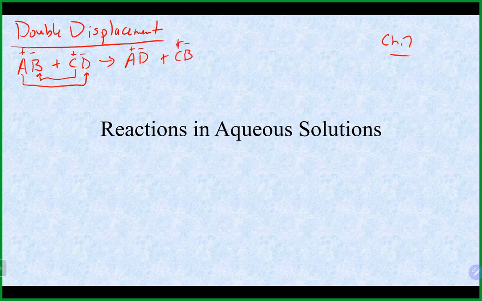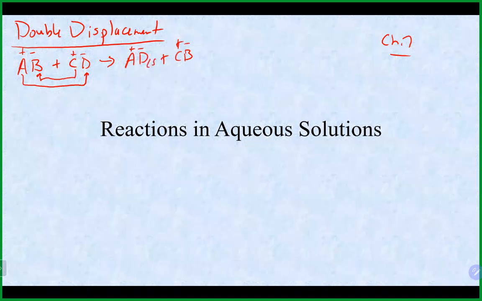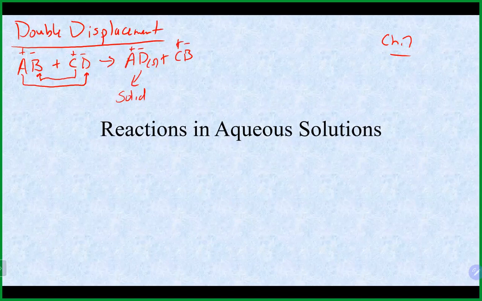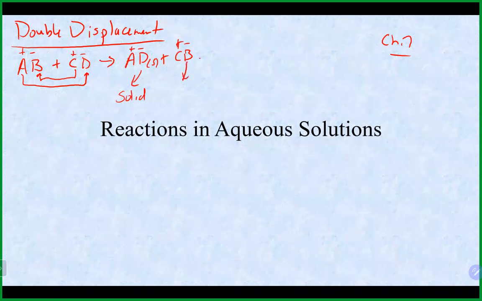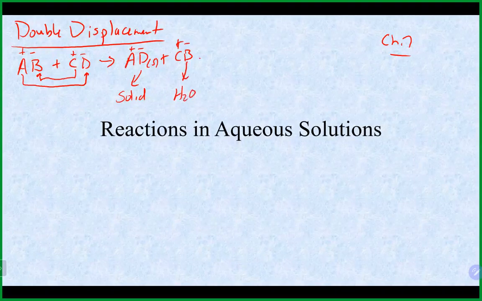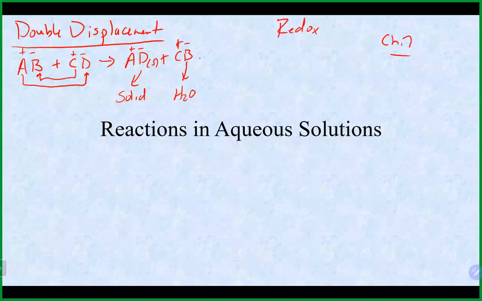Now, double displacement reactions really account for two of the three reasons why a reaction takes place. Either maybe one of these guys will make a solid, the formation of a solid. And the other reason is maybe one of these guys actually makes water. So the formation of water, the formation of a solid, which is a precipitation reaction, is really two of the three reasons why a reaction really does take place.